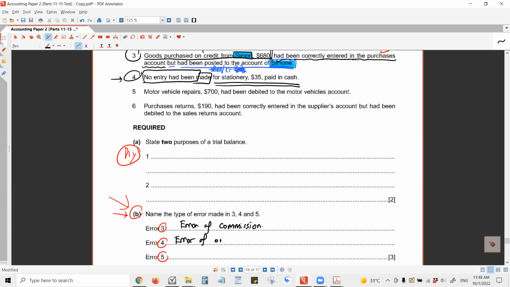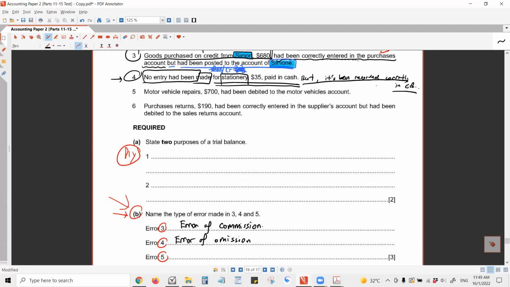After you have marked this, I give you one question. Then you try to answer me yes or no. If they continue to say, but it has been recorded correctly in the cash book. That means they have recorded in the cash book only. They have not recorded it in the stationery account. Then is this still an error of omission?